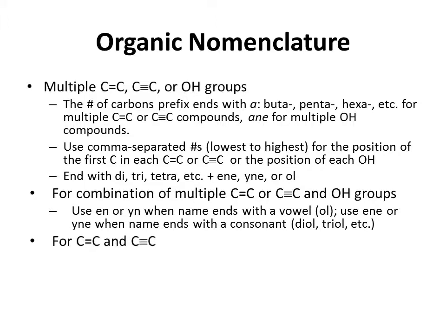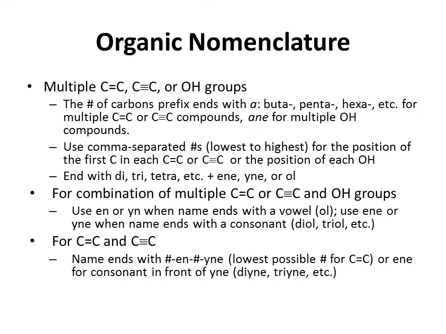For C=C and C≡C mixed together, the name will always end with the number for the position of the carbon-carbon double bond, followed by en, and the number for the position of the carbon-carbon triple bond, followed by yne. The lowest possible number will be given to C=C. You will use en if it's in front of a consonant that's set in front of yne. So, en-diyne, en-triyne, etc.